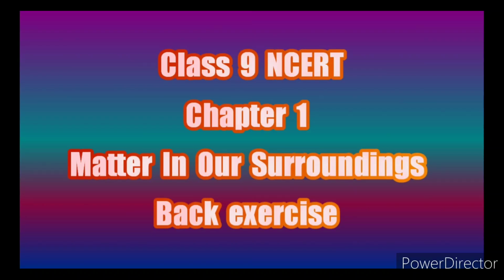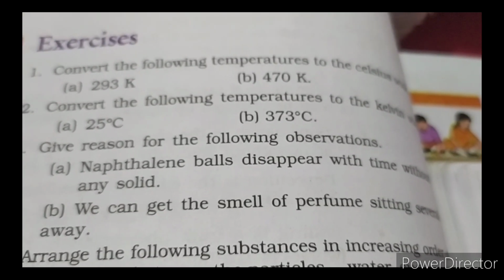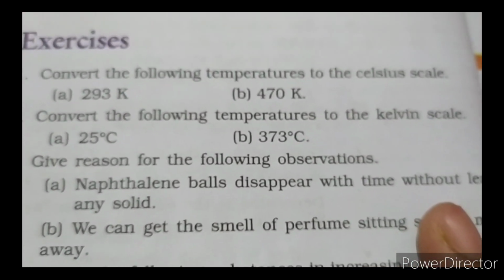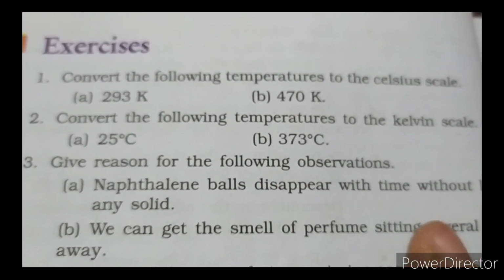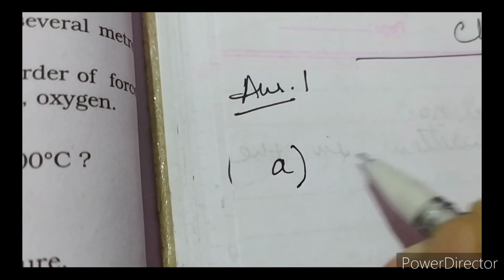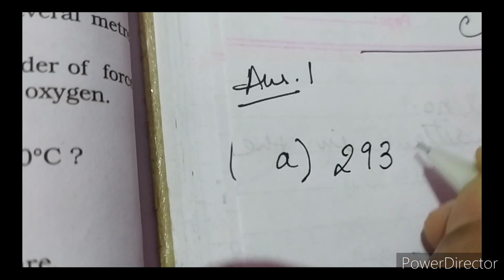Dear students, in this video we will deal with the back exercises of chapter 1 of science, that is matter in our surroundings. So let's come to question number 1. Convert the following temperatures to the Celsius scale. The temperatures are given to you in the Kelvin. So the first answer is, the temperature in the first question is given as 293 Kelvin.